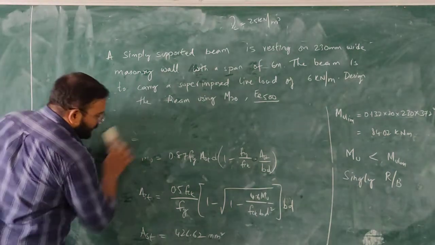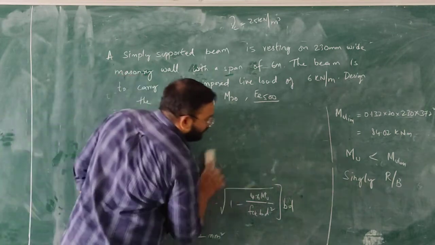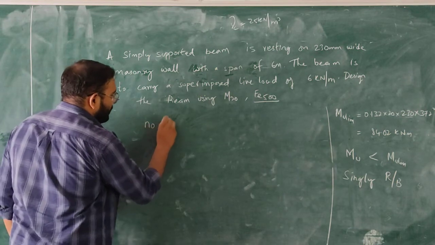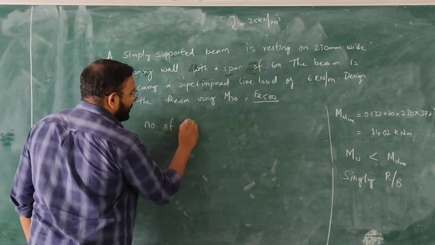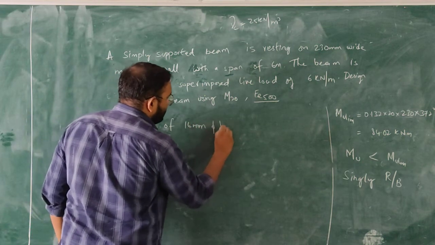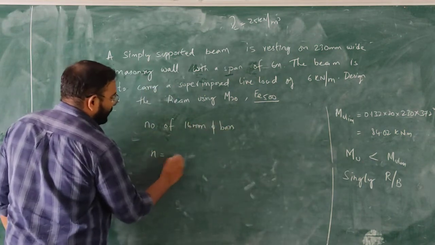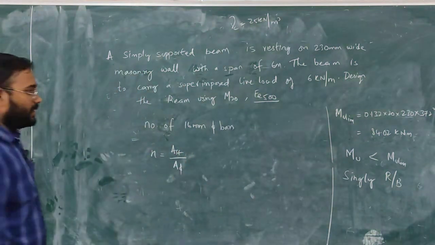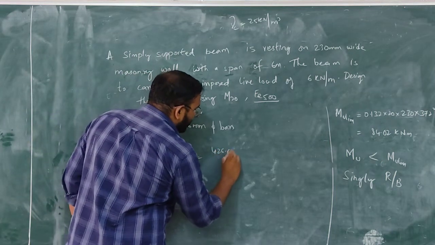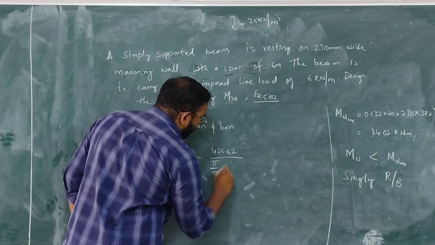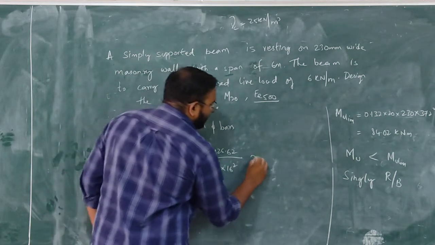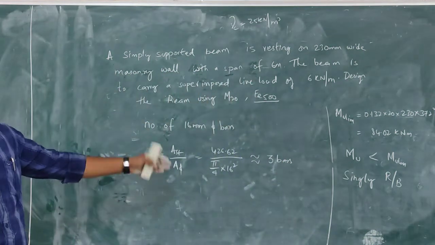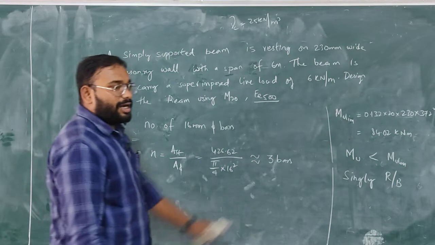Now next step is you need to convert how many reinforcement bars are required. So number of bars, we have assumed 16 mm, so 16 mm dia bars. So N is equal to AST by A phi, which is 426.62 divided by pi by 4 into 16 square. This is approximately equal to 3 bars. Okay, 2.4, 2.8, you cannot provide that. You need to provide 3 bars here.